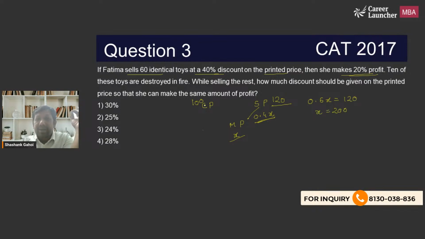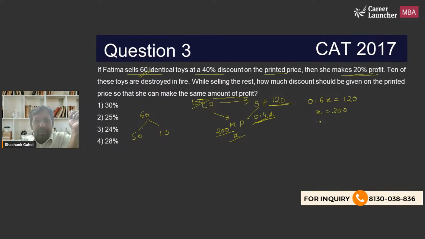So it means Fatima is buying at 100 rupees. She is putting a mark price of 200. And then she is giving a discount of 40% and she is selling it at 120. So this is what we know. Okay. How many toys we are talking about? 60. So initially we had 60 toys and 10 are being destroyed. Okay. So eventually she is going to sell 50 only, and this is 10. Okay. Now question is saying how much discount she should give so that she can make the same amount of profit. Okay. Now let me start.